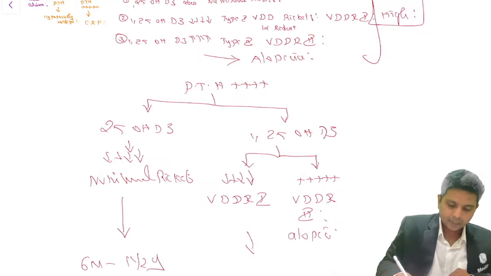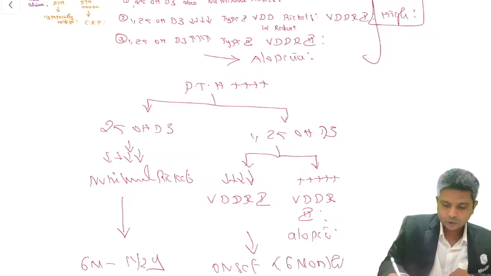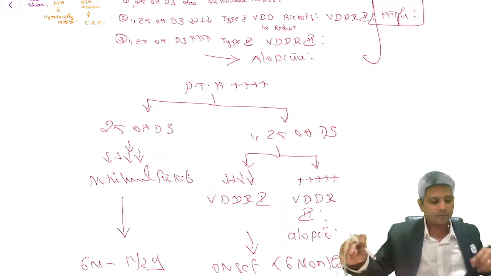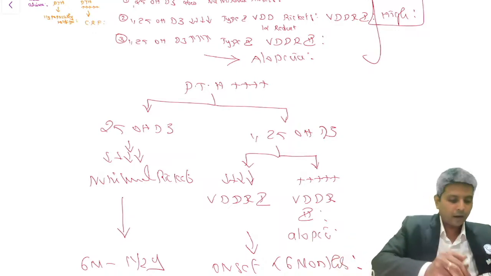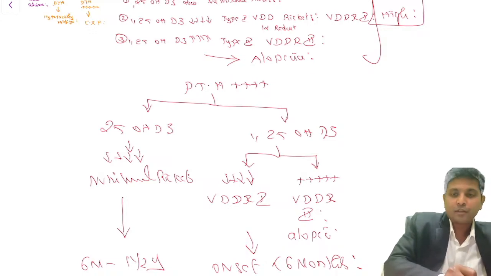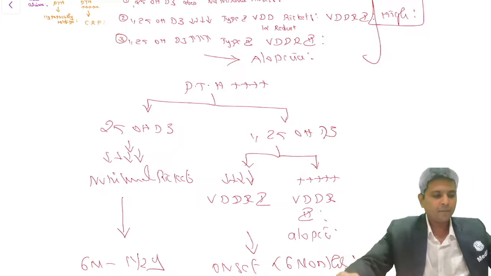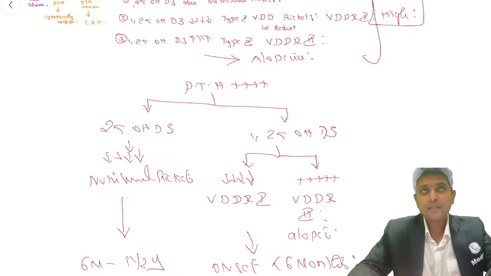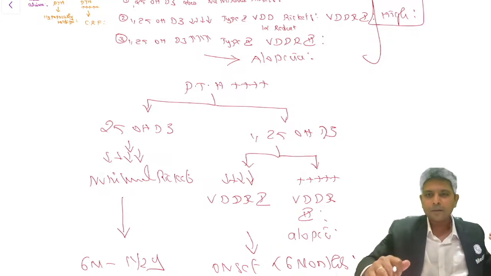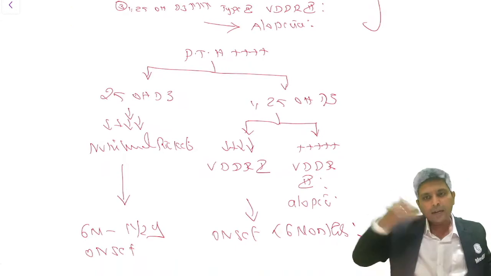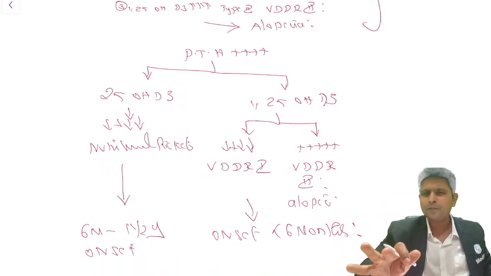When rickets onset is less than 6 months, always think in terms of VDDR type 1 or type 2. Simple way, it doesn't mean that you need to think in terms of so many complex things. When you have onset less than 6 months, think in terms of VDDR type 1 or 2. Alopecia present, type 2; alopecia absent, type 1. Rickets at 6 months to 1.5 years, always it is nutritional rickets.